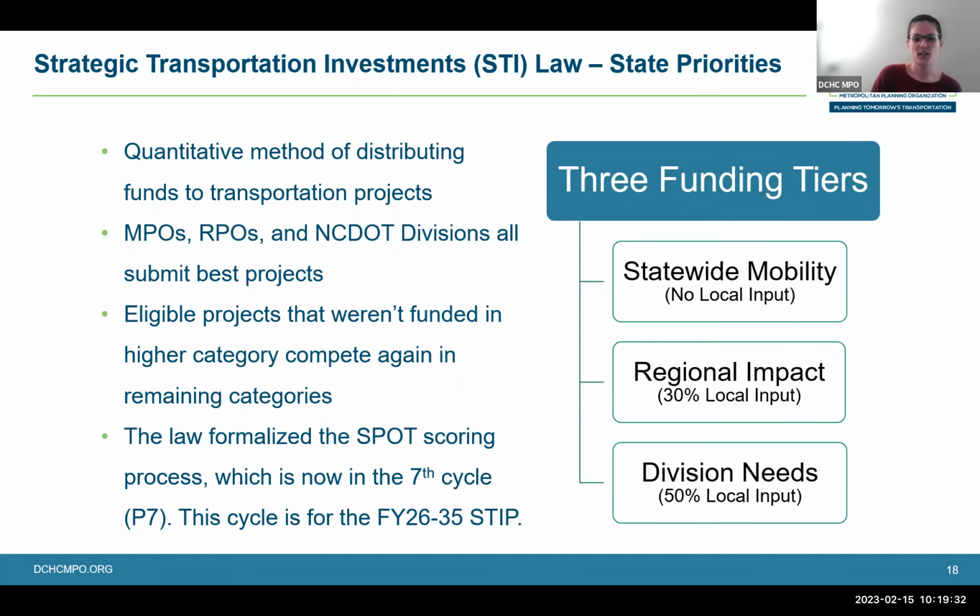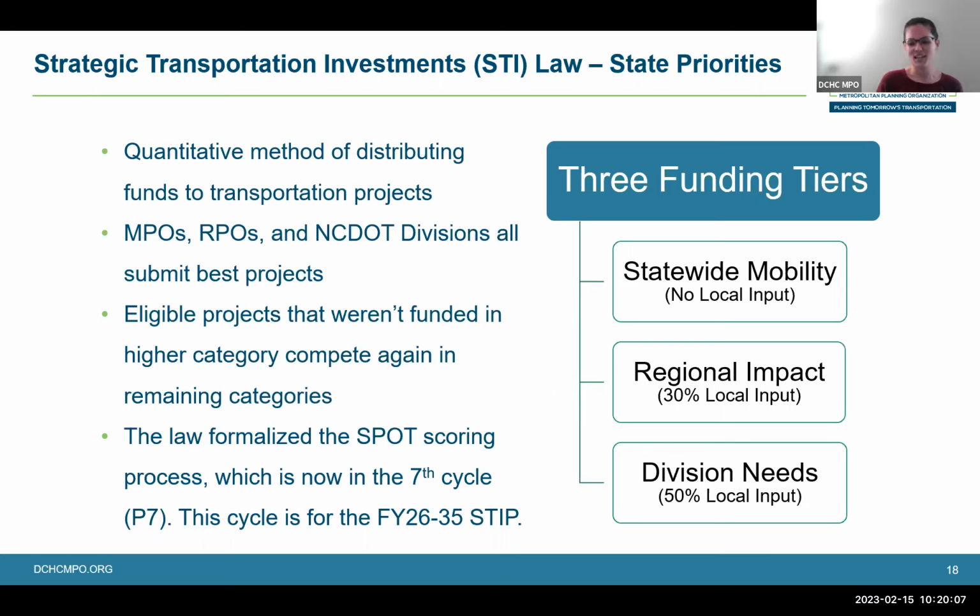So that state prioritization came about based on the Strategic Transportation Investments Law, and that determines state priorities and essentially gets funded in 3 funding tiers. So all projects are considered first at a statewide tier. If they are not considered to have gotten a high enough score, then the remaining projects in that level can go into a regional scoring process and so forth. It can be a very complicated process.